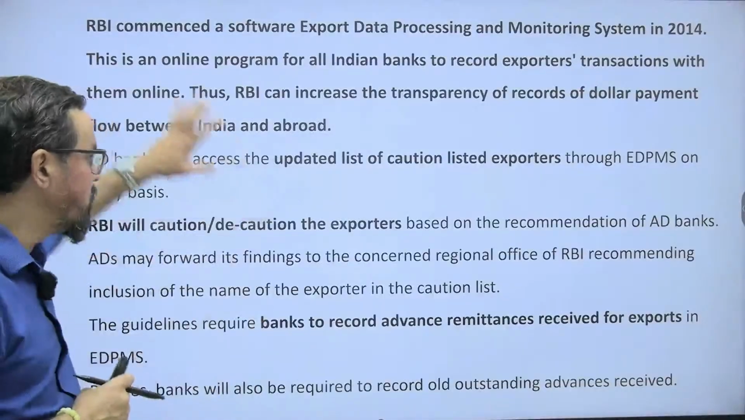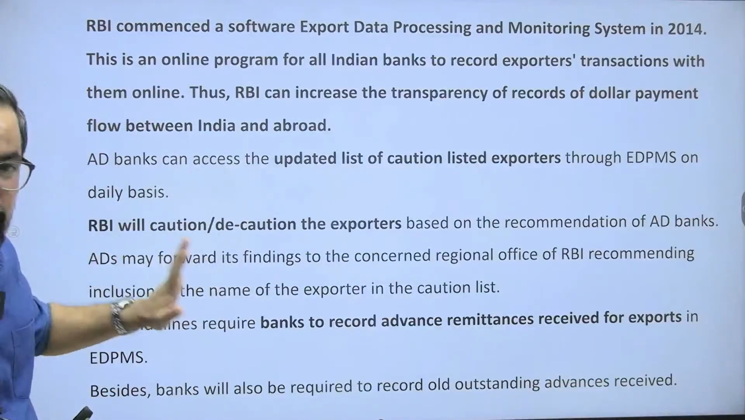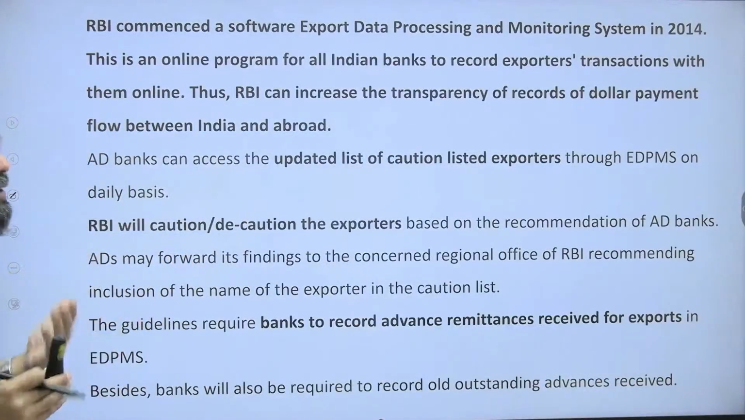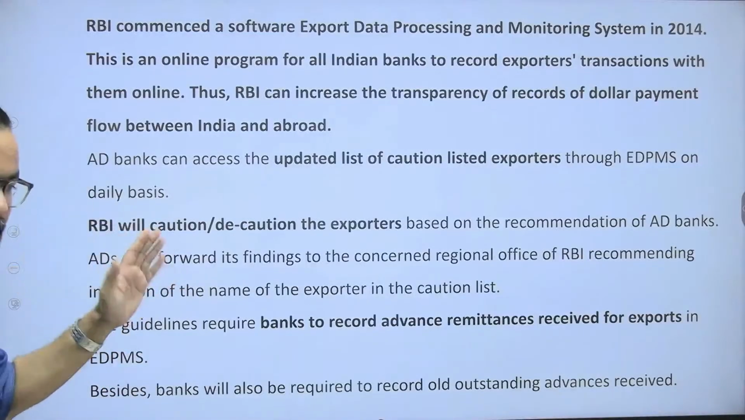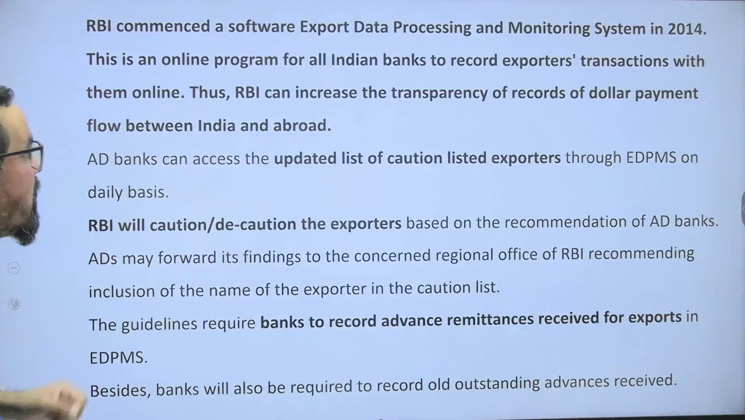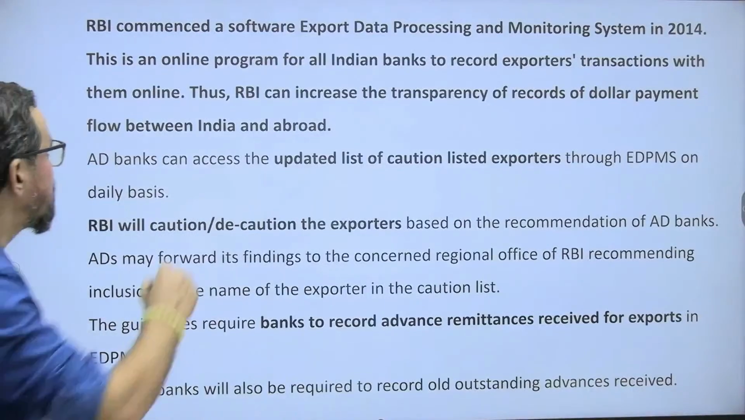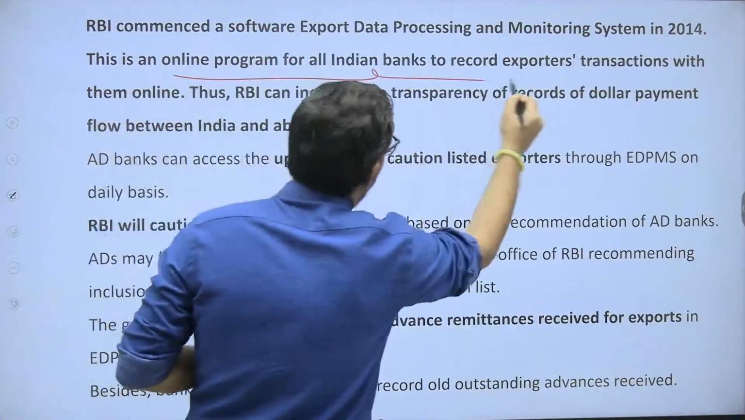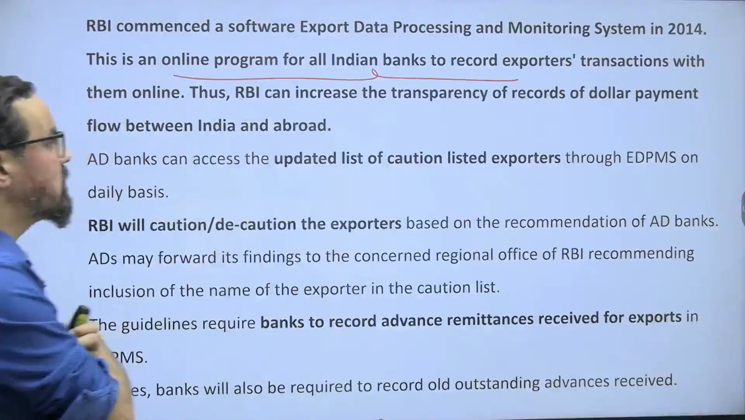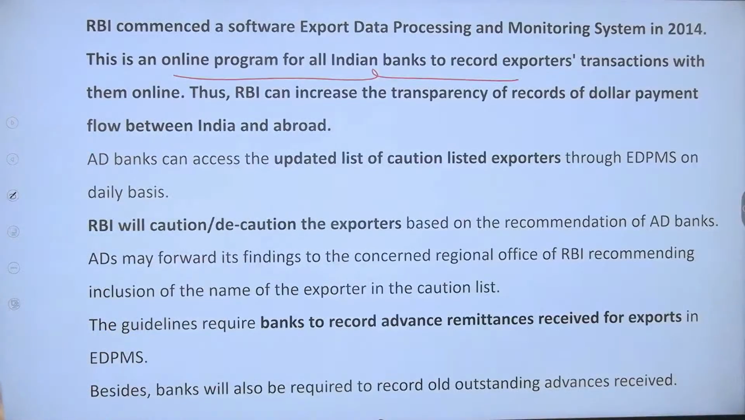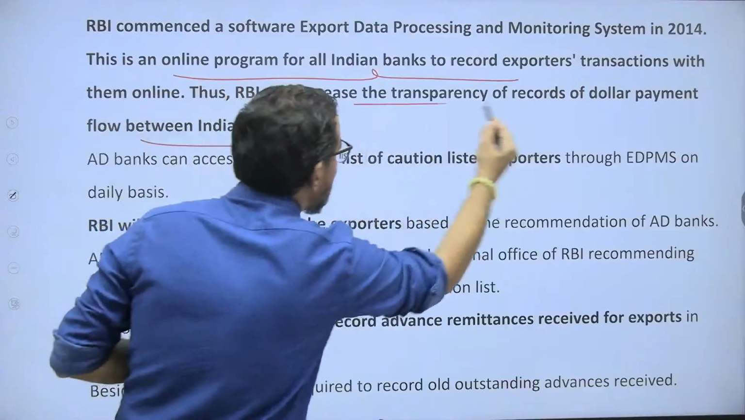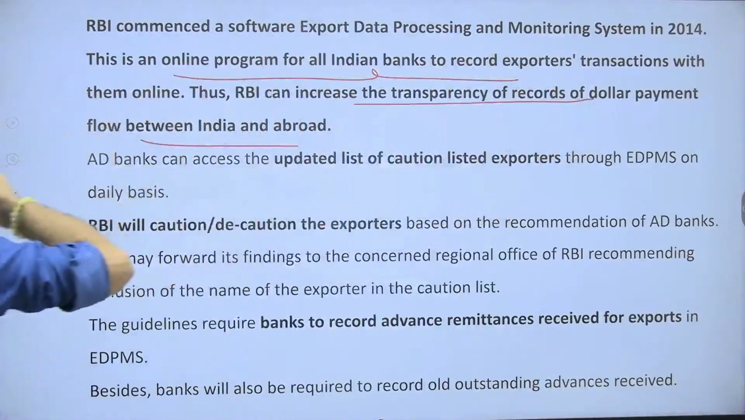So they asked one question around this one, very easy one. This will help you in both IDPMS and EDPMS, okay? So 2014 RBI, this is the online program for all banks to record export transactions with them online. RBI can increase the transparency of record of dollar payments flow between India and abroad also, okay? So this is one another purpose which gets fulfilled through this particular platform.